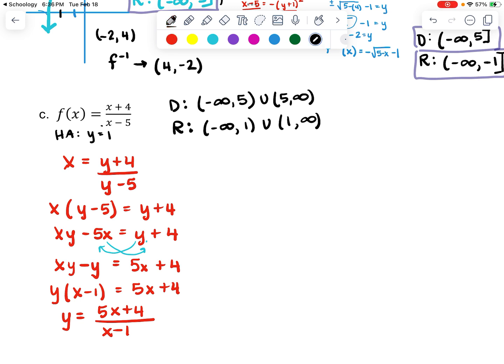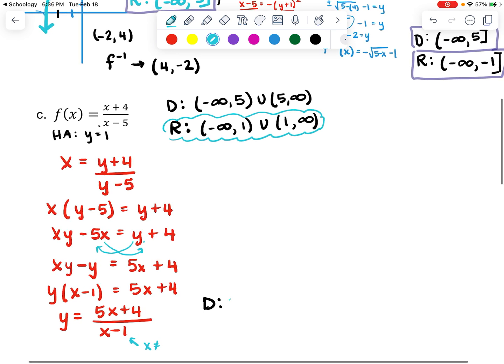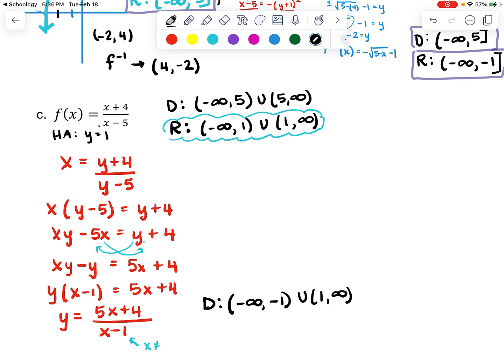Now, if we're looking at domain and ranges again, domain, the only thing that I have to avoid here is that x can't be 1. Well, go back and look at your range. Oh, look, I got that I can't have 1 in the range. Now that we swapped x's and y's, that range becomes the domain of the inverse. So negative infinity to 1, union 1 to infinity.